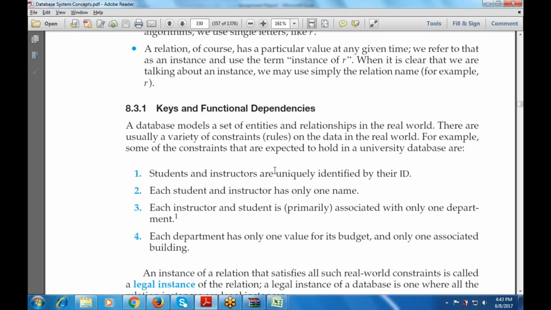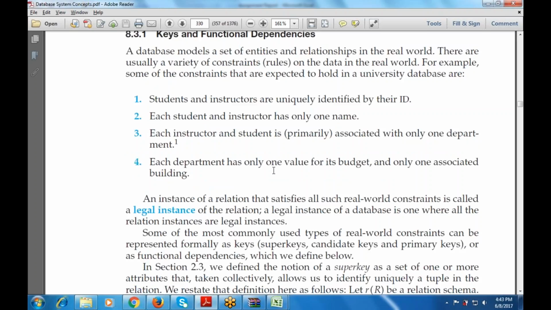An instance of a relation that satisfies all such real-world constraints is known as a legal instance of the relation. A legal database is one where all the relation instances are legal instances. Some of the most commonly used types of real-world constraints can be represented formally as keys, that is superkey, candidate key, primary key, or as functional dependencies. So we define the notion of a superkey as a set of one or more attributes that, taken together, uniquely identify a tuple.